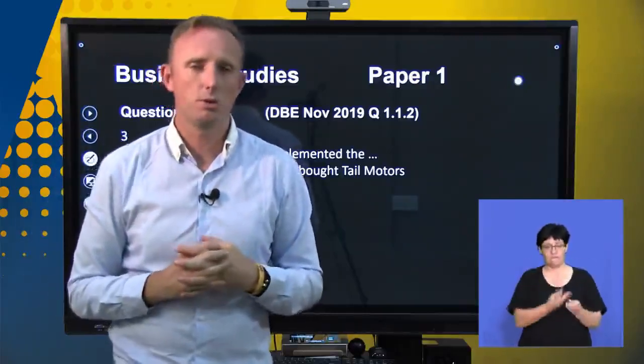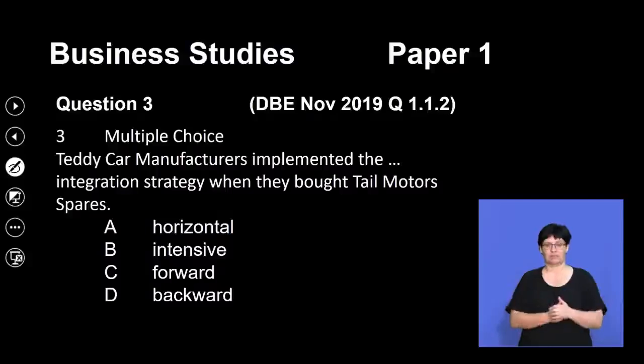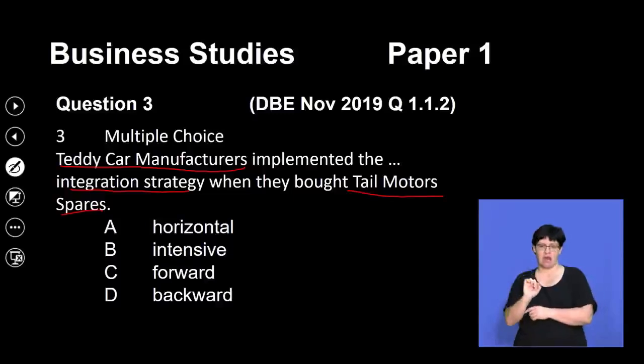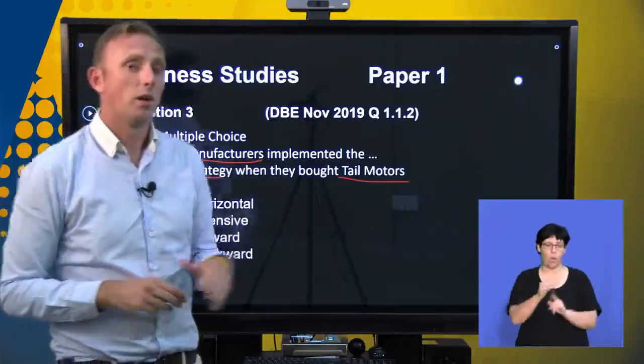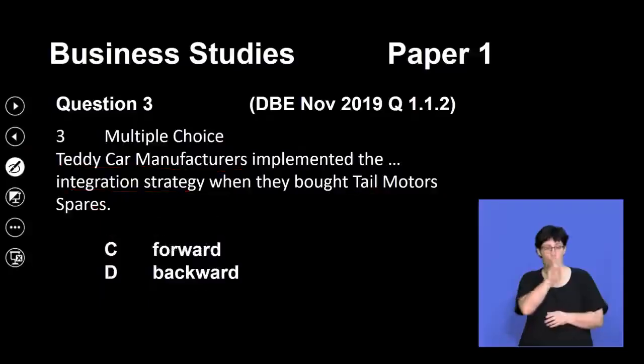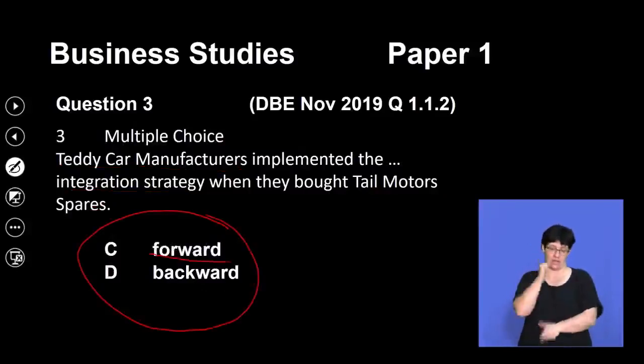So the first multiple choice question that we're going to go through is Teddy's car manufacturers. They implemented a certain integration strategy when they bought tail motor spares. So we've got our various options. Is it horizontal integration? Is it intensive? Is it forward? Or is it backward? So if we look at our answer, there are two potential answers here. It could either be forward or it could be backwards.